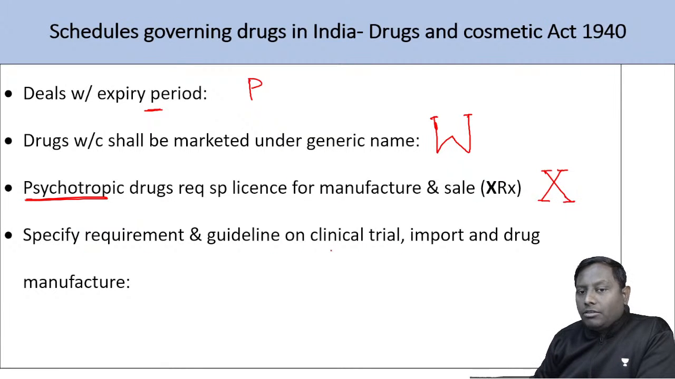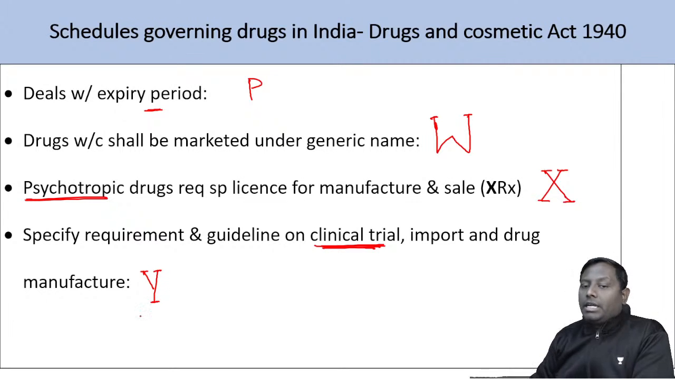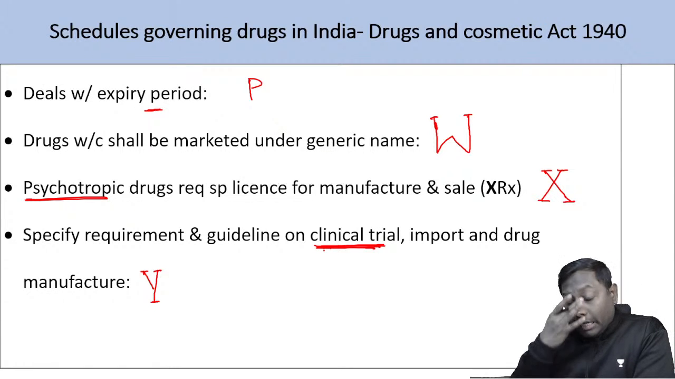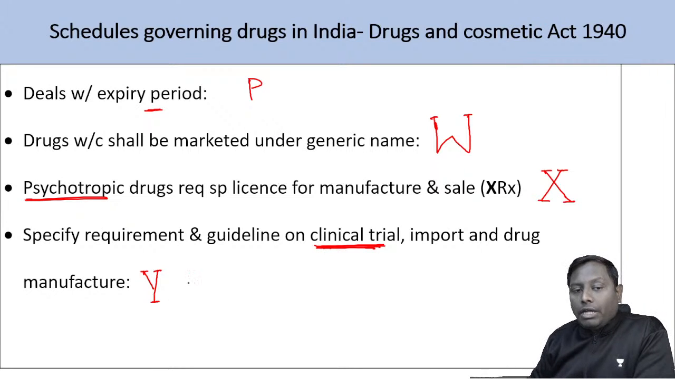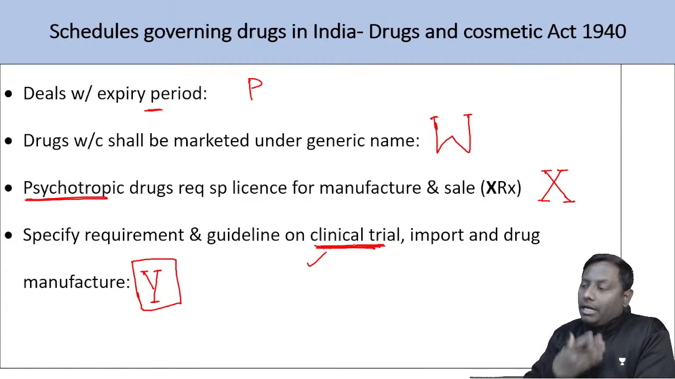Specific requirements and guidelines on clinical trial, import and drug manufacture. So whenever it comes to clinical trial, remember schedule Y. Okay, schedule Y that we have is clinical trial. So let's see how you can remember now and forever. Whenever it comes to clinical trial, and if someone comes and tells you, okay, please prescribe my drug, it's highly effective, it has been tested in this area, you can say, why should I prescribe your drug? You ask them very gently, very politely, why should I give your drug? He will say, let's do a clinical trial, right? And in the clinical trial we can find whether this drug is effective or the existing one is effective. So whenever it comes to why, let's do the clinical trial.